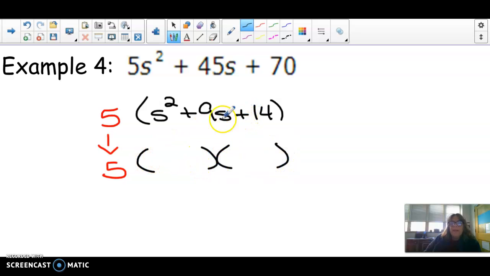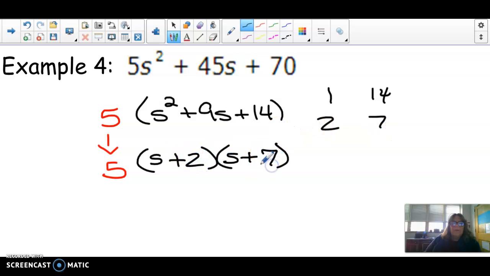Signs will both be the same. They'll both be plus. Only factors of s squared are s and s. What factors of 14 can we add to get 9? Well, we have 1 and 14. We have 2 and 7. And 2 and 7 are our factors.